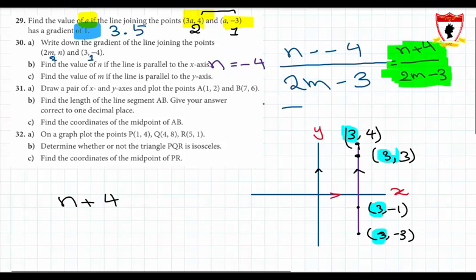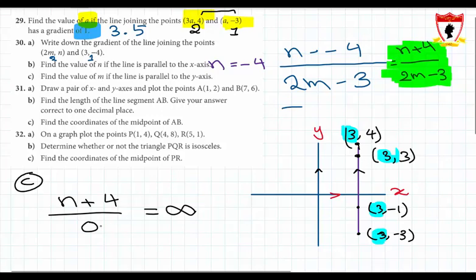N plus 4, which is the top, over 0. Why 0? Because the question says for part C, the line is vertical. It means the denominator of the line must be 0. That's why, whenever you divide any number by 0, the answer is infinity. Then the question is, find the value of m.